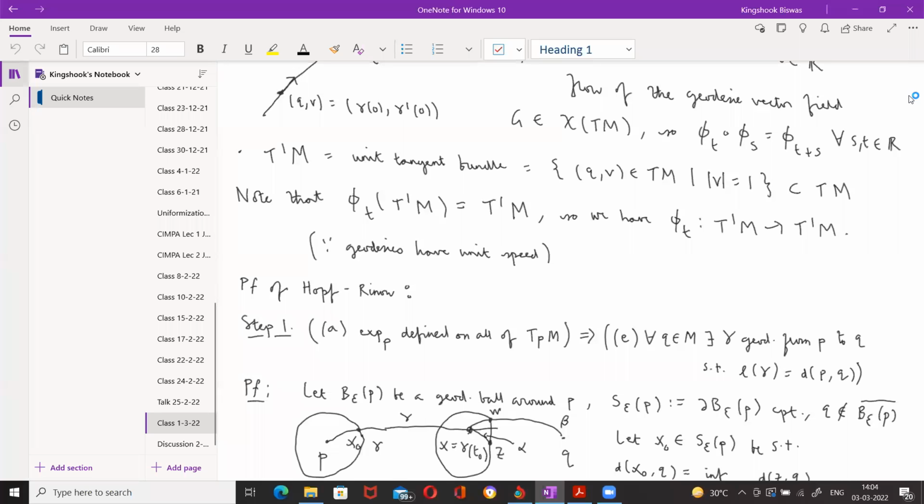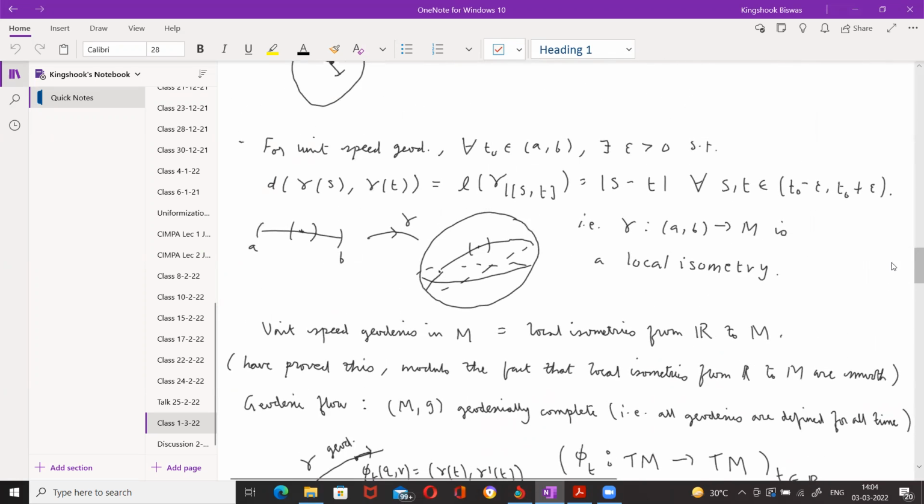And then the Hopf-Rinow theorem is about the connection between the completeness of the metric, so whether the Riemannian manifold is a complete metric space, versus the completeness of geodesics. That means whether geodesics are defined for all time, or in other words, if you look at the geodesic vector field on the tangent bundle, whether the geodesic vector field is a complete vector field. That means its integral curves are defined for all time, right? Then we said that the manifold is geodesically complete.